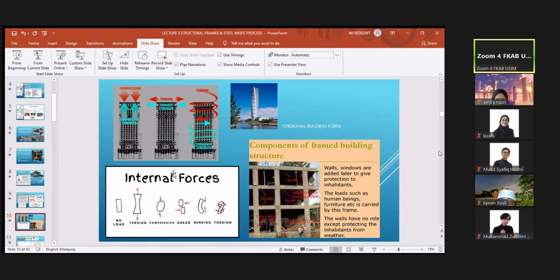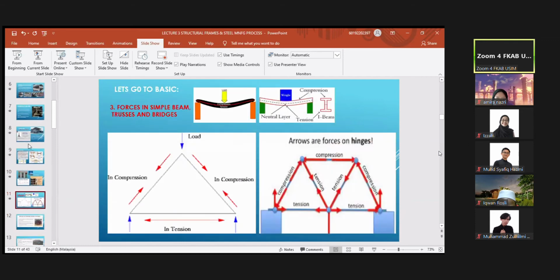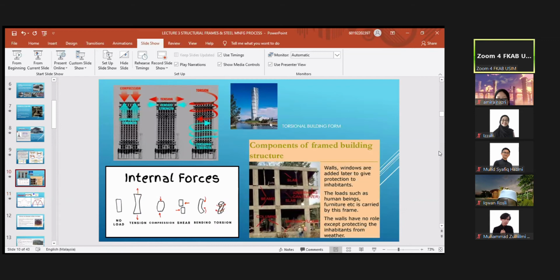This is a basic understanding about structure before we go into detail. So you see one building here, this is by Calatrava, Santiago Calatrava. Torsional is just like the one we saw earlier, this one at the bottom, but this is not torsion caused by wind pressure or anything. This is designed for it. I call it a torsional building form.